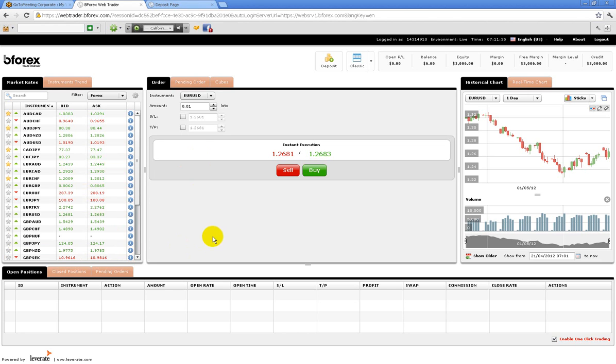Now, here you have the amount, which is in lots. Now, what exactly are lots? I'll give you an example. 0.01 lot means $1,000. Remember, these are not real $1,000. These are the $1,000 applied to the leverage that is provided to you. If you change it to 2, it's $2,000, $3,000, $4,000, etc., etc.